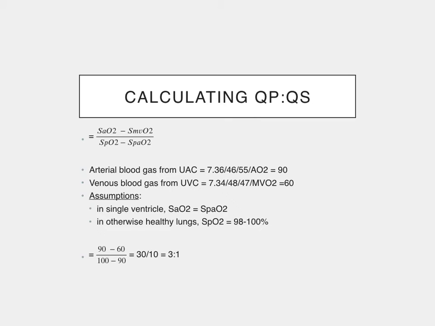Another assumption that we're going to need to make just using our blood gases would be that the SpO2 in an otherwise healthy set of lungs should be between 98 and 100%. This is a rather big assumption to make, but I think a safe one to do in the 24-hour-old tricuspid atresia baby who has no other comorbid conditions and certainly no lung disease.